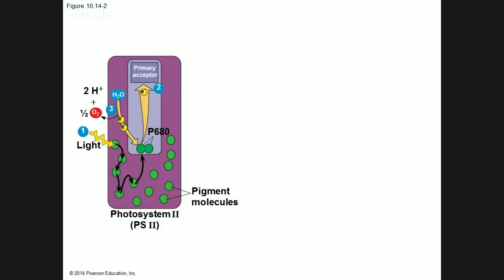Anyway, free radicals are bad. So the function of water in photosynthesis is to donate electrons to the reaction center of chlorophyll in photosystem 2.